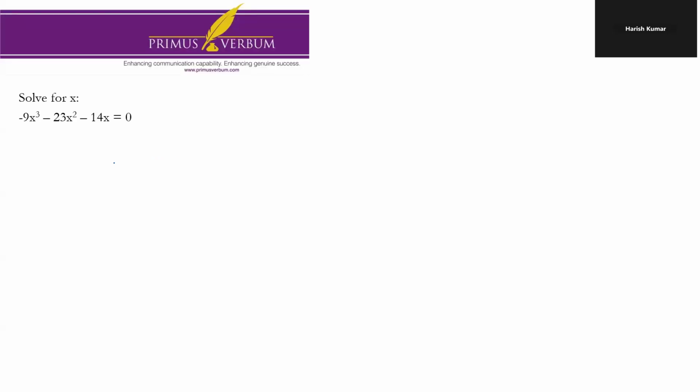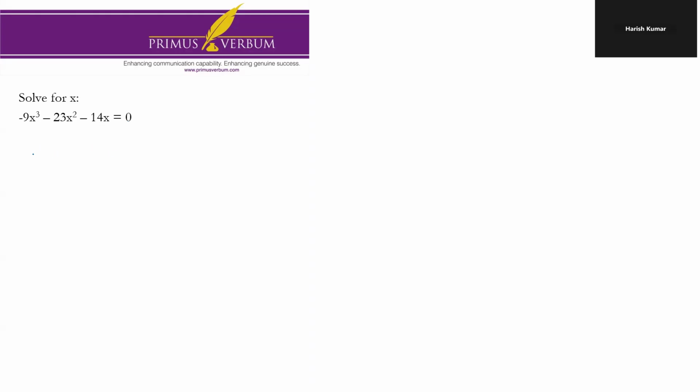Hi students, let's have a look at this cubic equation. Minus 9x cubed minus 23x squared minus 14x is equal to 0. And we have to solve for the value of x. Now we see that there is no constant term. All the terms have the variable x.